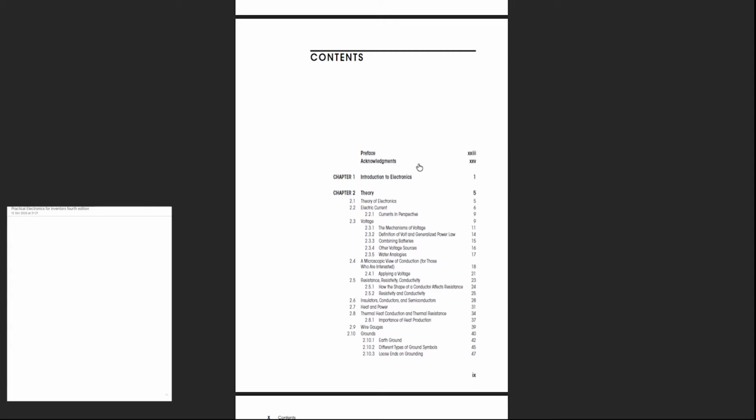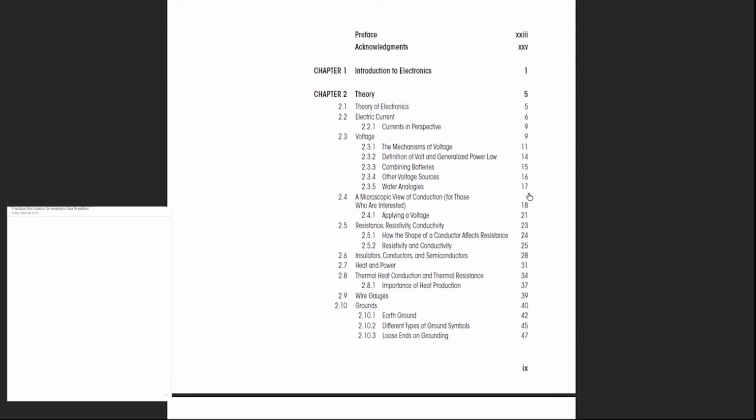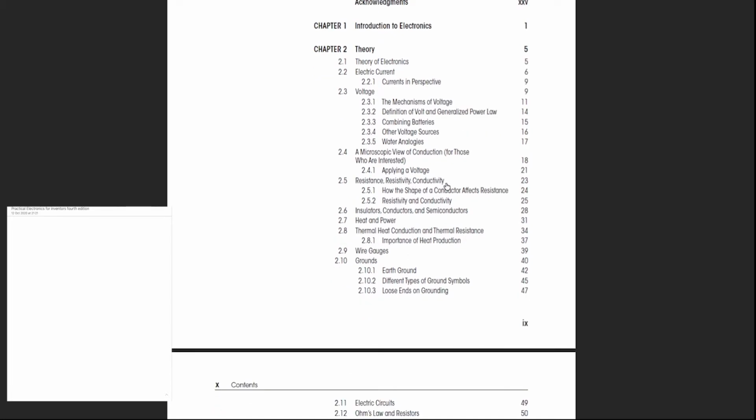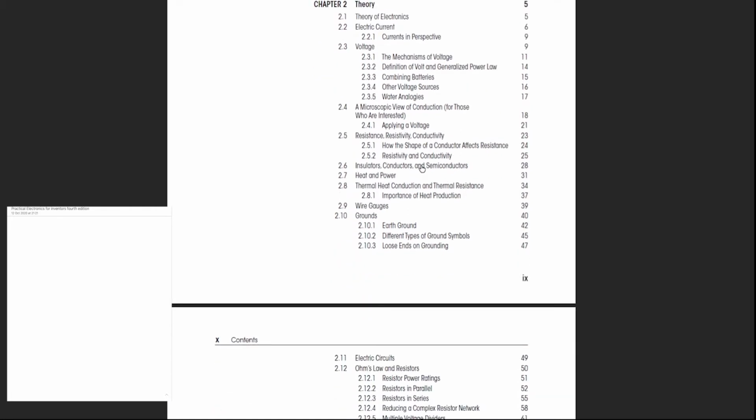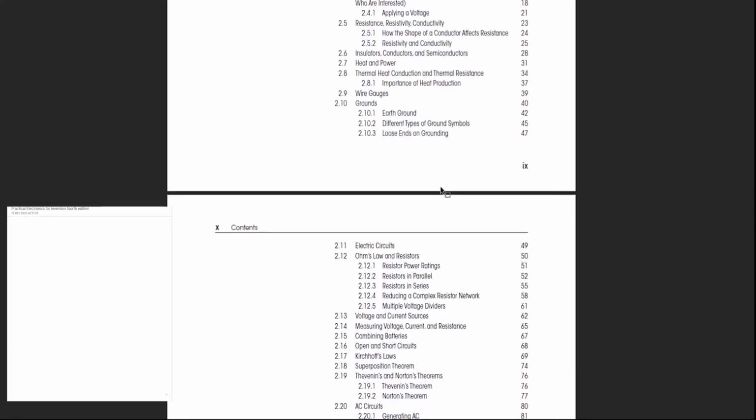If we look at the table of contents, what I like about this book is it gets to AC fairly quickly. Some of the other books might have like 400 pages on resistance and stuff like that. That might be a bit of an exaggeration, but you'll see what I mean. The contents page has theory of electronics, electric current, voltage, which is standard, and resistance, conductivity, insulators, conductors, semiconductors, heat and power, wire gauges, grounds. That's all of the basic stuff you're going to cover as soon as you get into electronics.